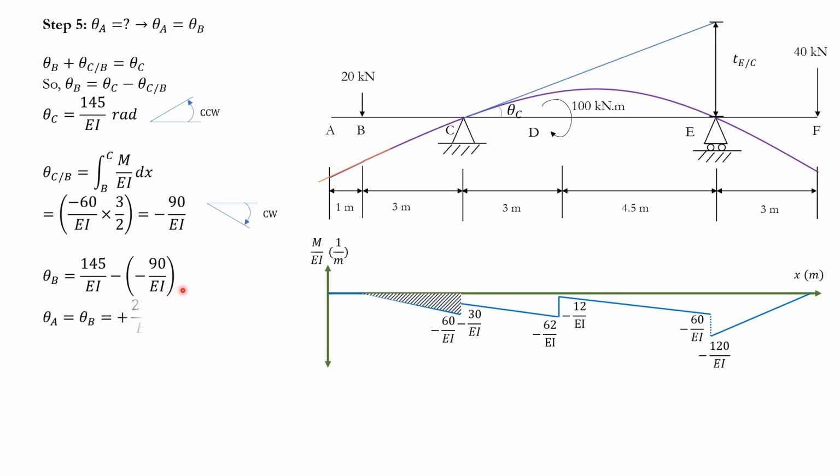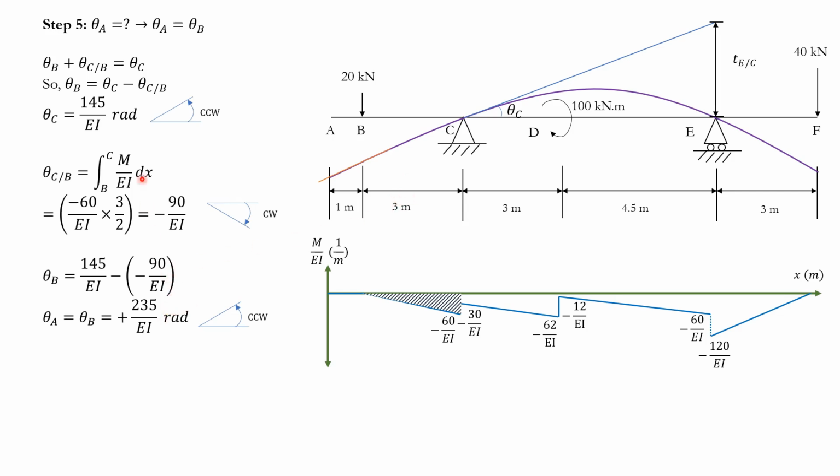Okay. And from here, you figure this one out and you will see that it's a positive value, which means automatically it is counterclockwise. And you can actually see it from here as well. So here you have this rotation. You can see it is counterclockwise, right? It has the same sign convention as C anyways, right?